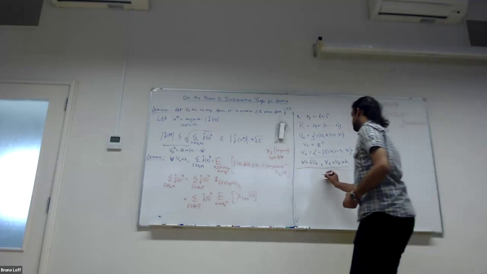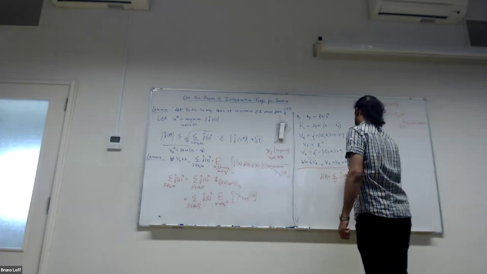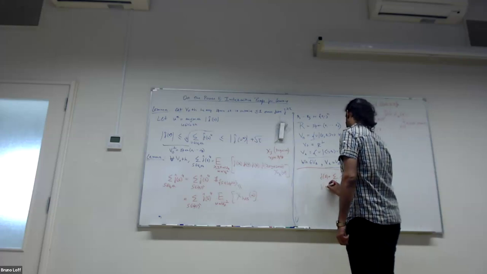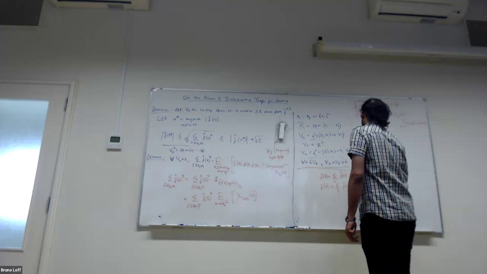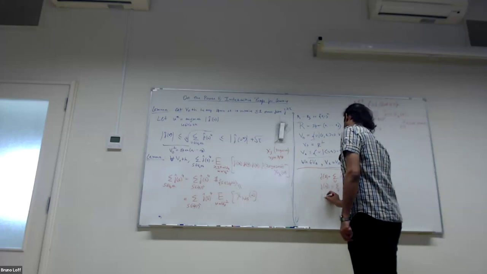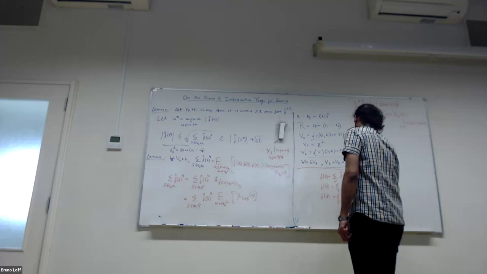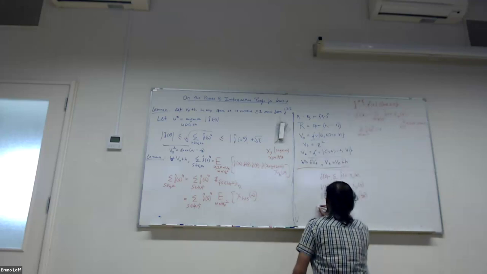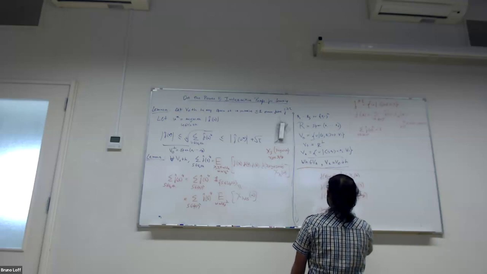So f of x I can write as summation over u of f star of u times chi u of x, right? f of y I write as summation over v of f star of v chi v of y. Next, f of z as summation over s of f star of s chi s of z. Next, f of x plus y plus z plus w will be, let's just keep it to f of x plus y plus z, times chi t.